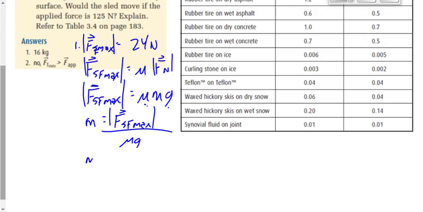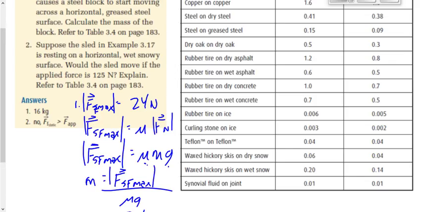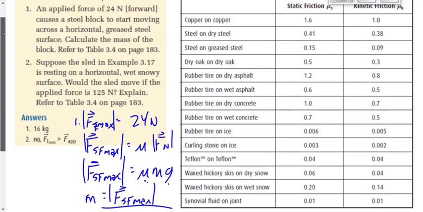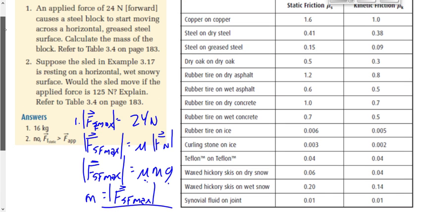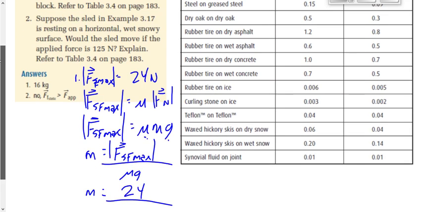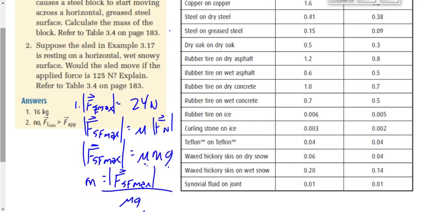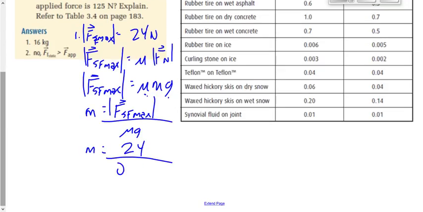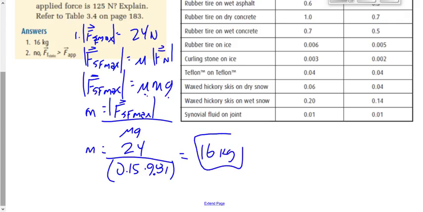Okay, so let's figure this out. FSF max is 24. Mu between, what do we got here? Steel block, horizontal greased steel. Steel on greased steel, static friction coefficient 0.15. So 24 divided by 0.15 times 9.81 gives me a value of 16 kilograms. Does that make sense? How many people got that? Good, good. Now let's take a look at question number 2.